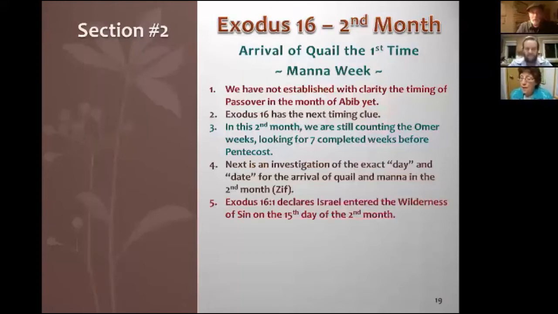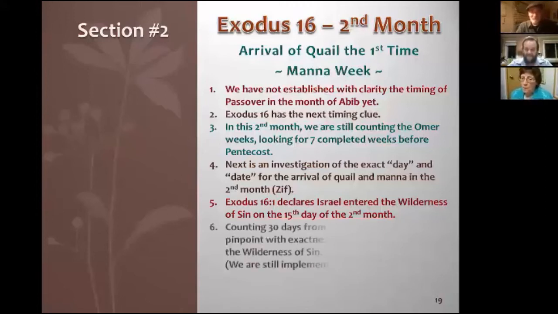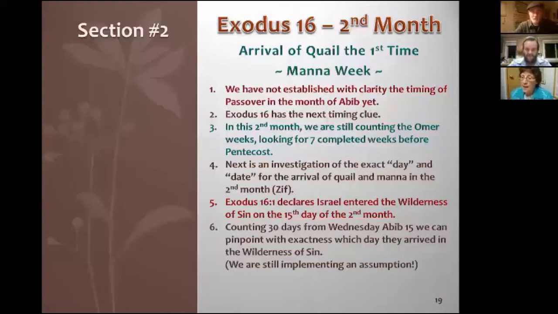Exodus 16:1 makes a declaration. It says that Israel entered the wilderness of Sin on the 15th day of the second month. This is calendar language. Once you understand calendar language, you're going to see it all over the scriptures. It's just everywhere. So when we count 30 days from Wednesday, Abib 15, we can pinpoint with exactness exactly which day they arrived in the wilderness of Sin. And remember, we're still implementing this assumption. And also remember, there's no traveling on the seventh-day Sabbath ever that we could find.